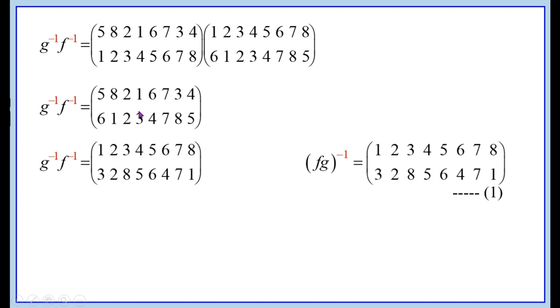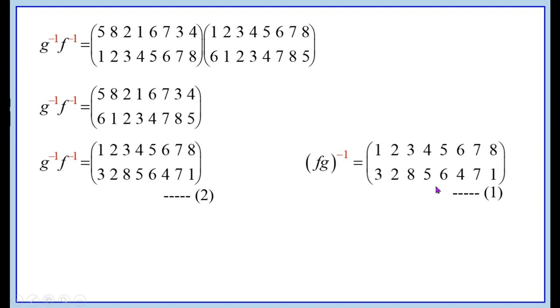What is the image of 1? 3. Yes. Image of 2? 2. Image of 3? 8. Image of 4 is 5. Image of 5 is 6. Image of 6 is 4. Image of 7 is 7. Image of 8 is 1. Yes. Now call it 2.